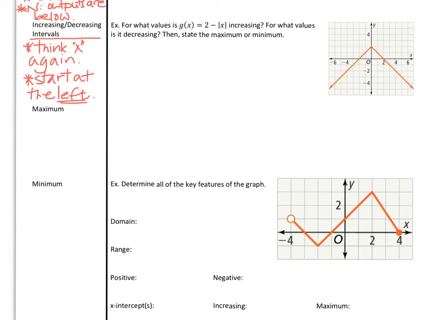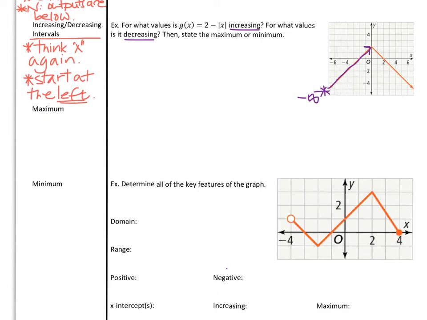For what values is g of x equal to 2 minus the absolute value of x increasing? And what values is it decreasing? And then we'll talk about maximums and minimums. If we're talking about increasing and decreasing, we're going to start on that left-hand side. So we know on the left-hand side with that arrow, that means technically negative infinity is where we're quote-unquote starting. So from left to right, even though that arrow is pointing to the left, can you tell me what that graph is doing? Is it increasing or decreasing?